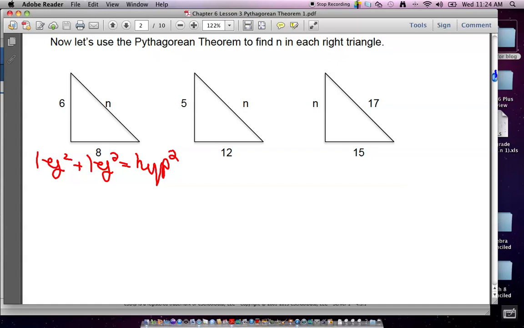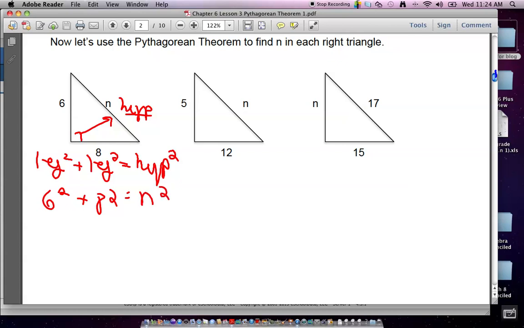All right, what is this 6? Is this 6 a leg or is it the hypotenuse? Leg. So 6 squared plus, what about this 8? What is that? A leg, right? And I forgot to draw it, but there's your hypotenuse. And then what's the hypotenuse going to be? N. All right, so now let's just start grinding out the formula.